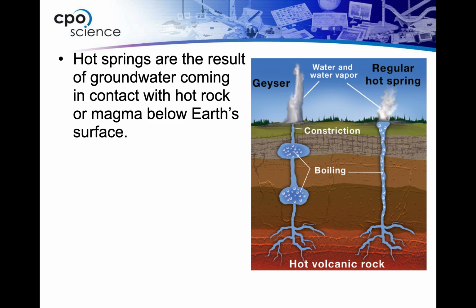Hot springs are another cool water feature that we have on Earth, a natural water feature. They're the result of groundwater coming in contact with hot rock or magma below Earth's surface. Where do we find these in our country? Yellowstone National Park. There is lots of ancient volcanic activity in that area. If you've heard anything about the supervolcano, we do believe there was a supervolcano that existed in that area millions of years ago. But whatever the case is, the water gets heated up underground and comes up to the surface.